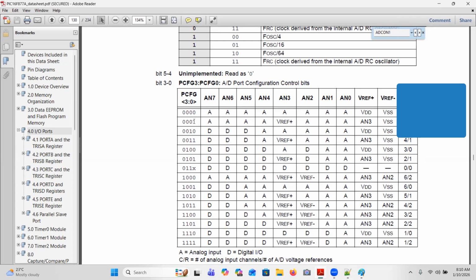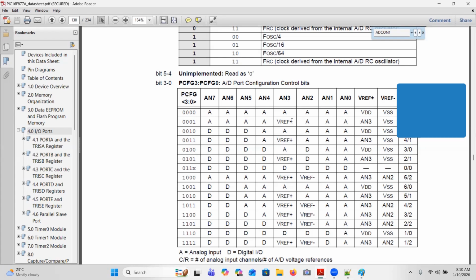When we set this value 0001, AN3 is particularly used as a V reference. We can provide the voltage we want, and that voltage is considered as the maximum. Actually, it is just like a sort of calibration.